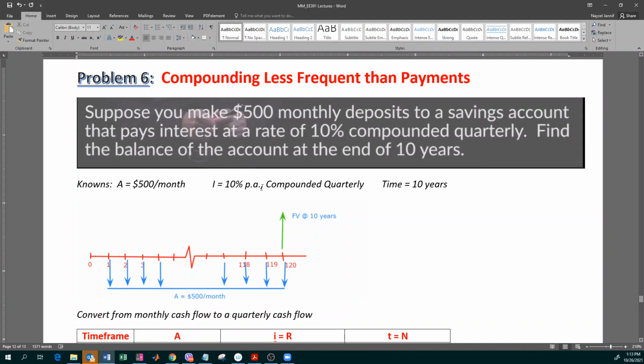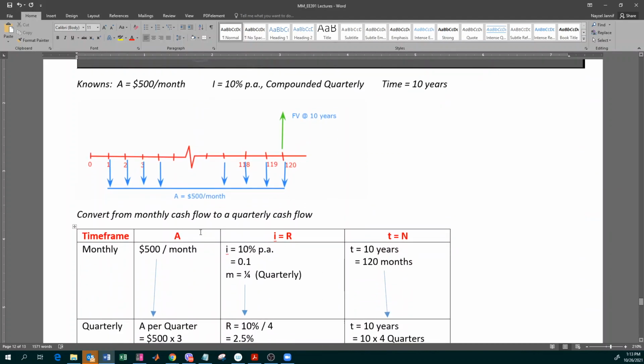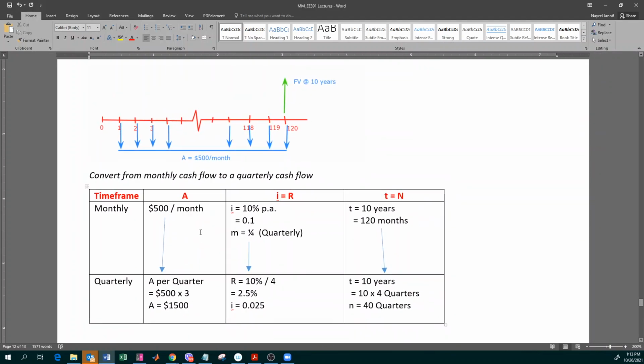So time was 10 years, compounded quarterly. This is an annuity of $500 a month. So we have to now do a conversion. We have to convert the monthly cash flow. If you look at this diagram, that's a monthly cash flow diagram. We've got to convert this monthly cash flow diagram into a quarterly cash flow diagram, because the compounding is done quarterly. So how do we handle this?